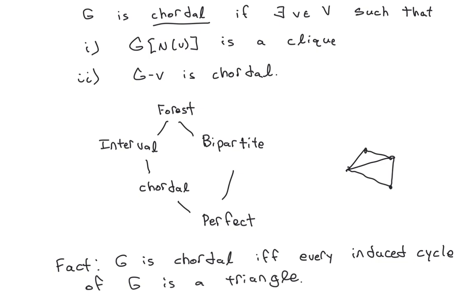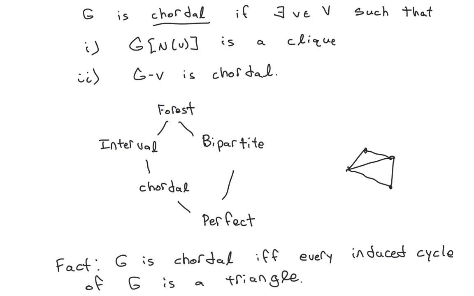It's a bit hard to prove, but you can prove that this definition is equivalent to this other one, which is the one we're going to work with because it's easier to work with for the types of theorems we're proving. So we're going to say a graph is chordal if there's a vertex with the property that the induced subgraph on the neighborhood of the vertex is a clique, and when you remove the vertex, what's left is still chordal.